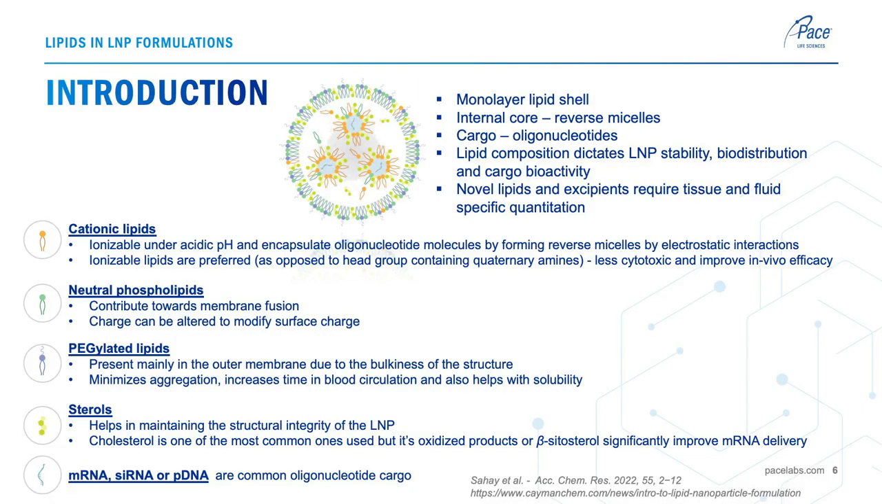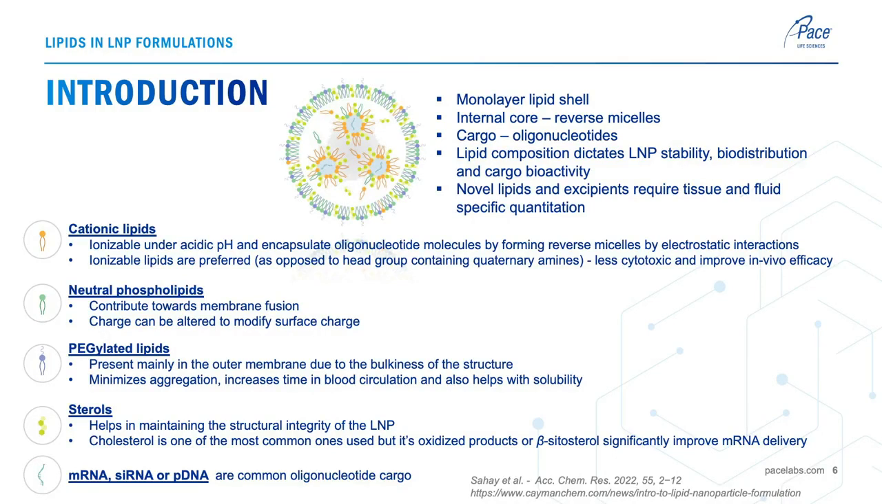They are ionizable under acidic conditions and are preferred as opposed to lipids with quaternary amines, as they are relatively less cytotoxic. Neutral phospholipids, on the other hand, contribute towards the integrity of the outer membrane, and the charge can be altered, which in turn changes the surface charge.